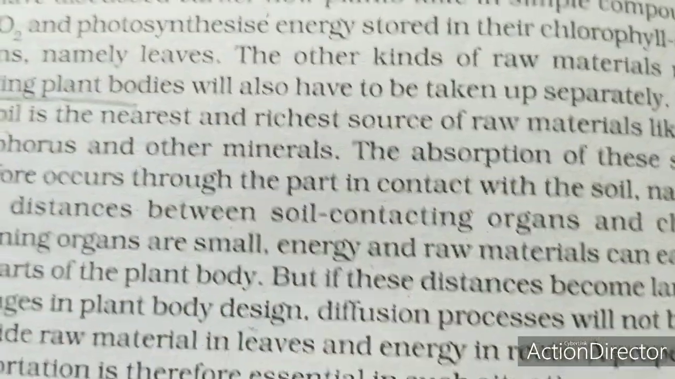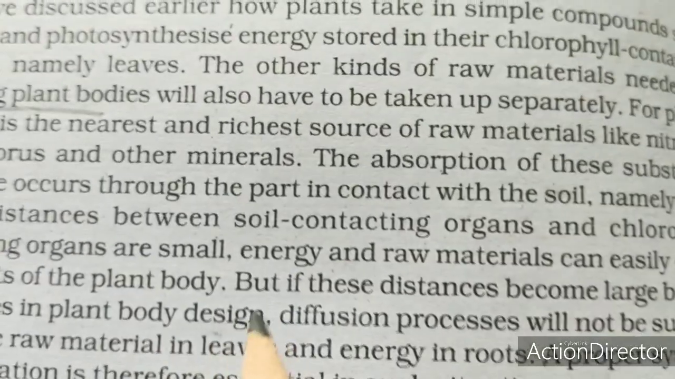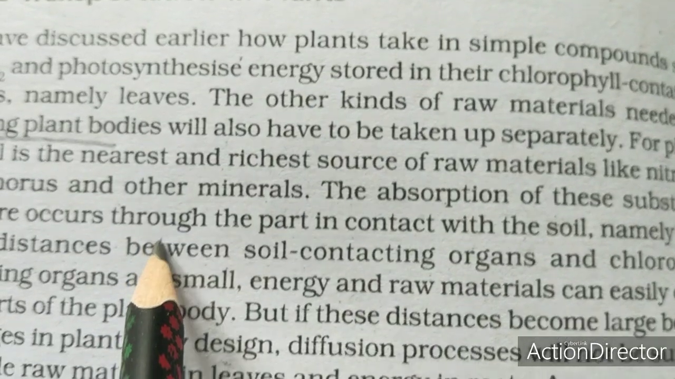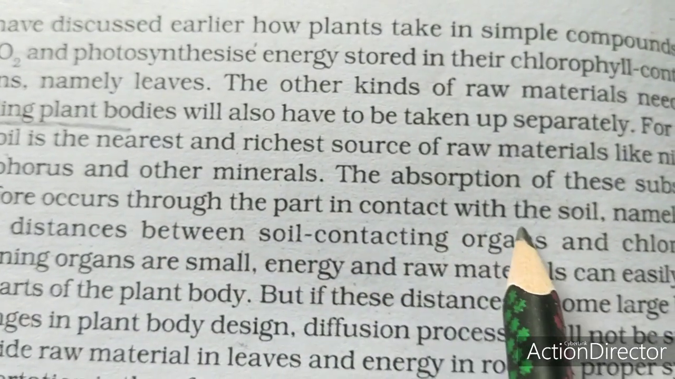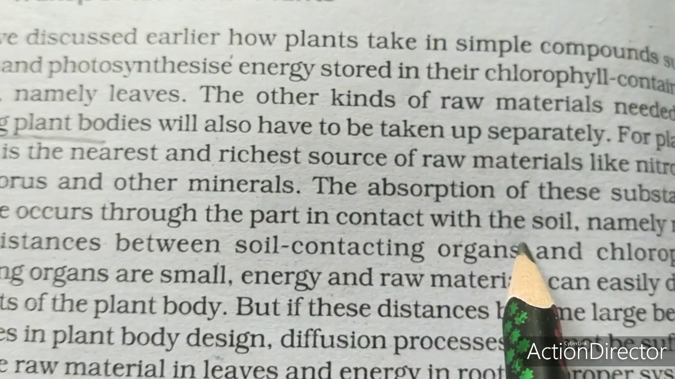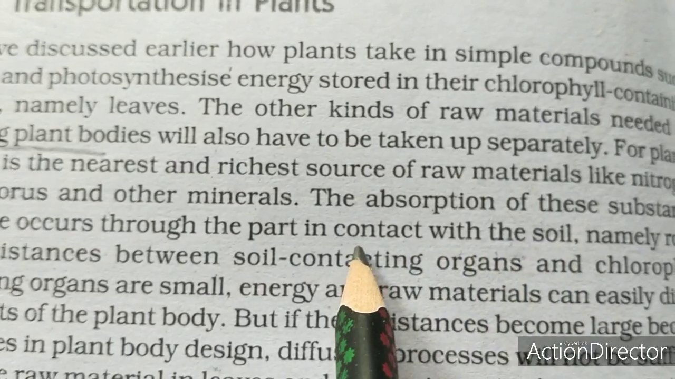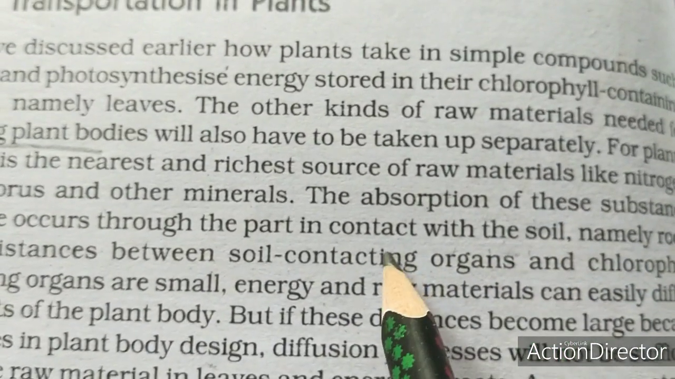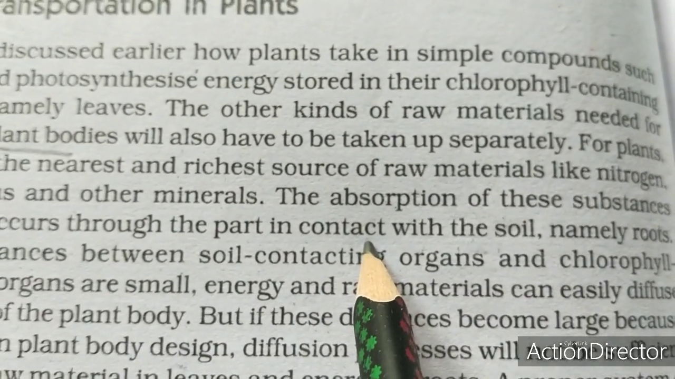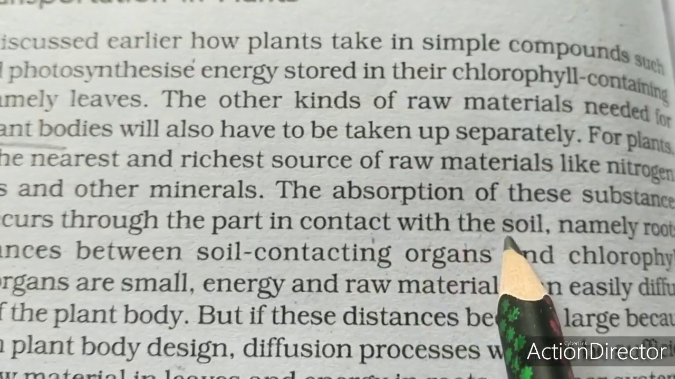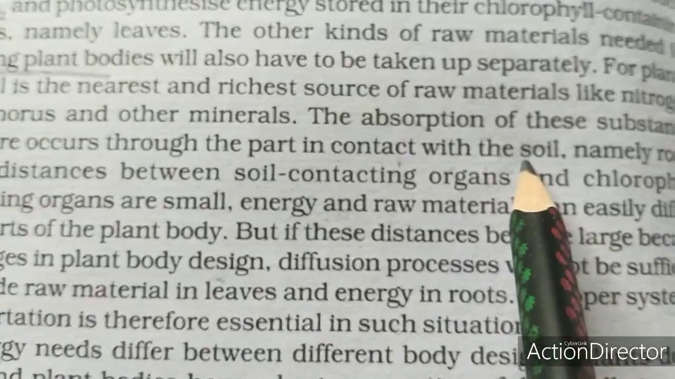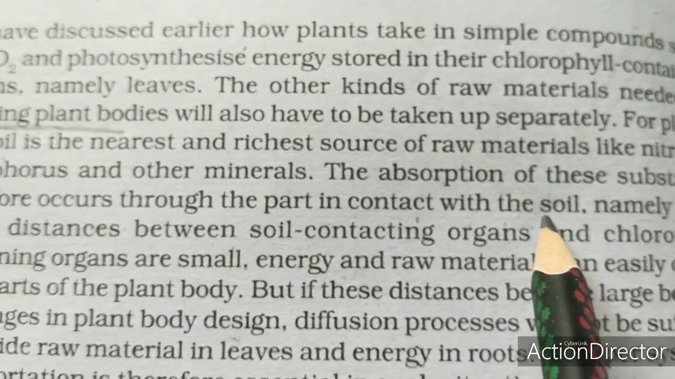How does this occur? That means, how do plants absorb these materials? The absorption takes place through the part of the plant which is very close in contact with the soil. We should know which part of the plant that is. Obviously, that is the roots. So, the roots help in absorption of the materials which are required for the plant body.